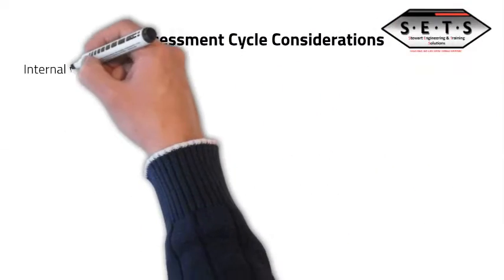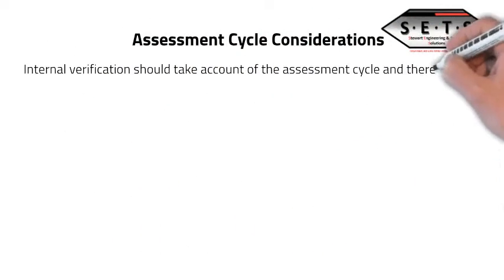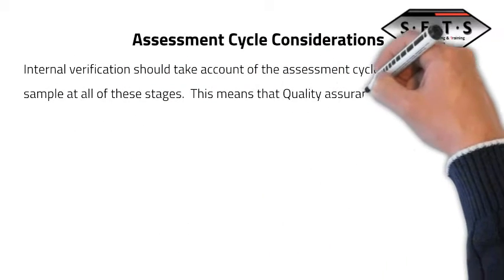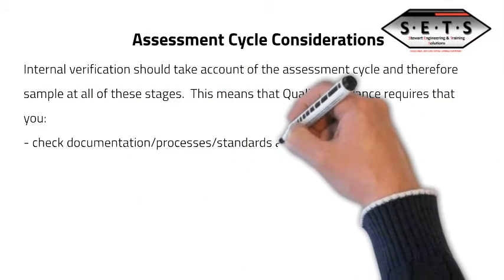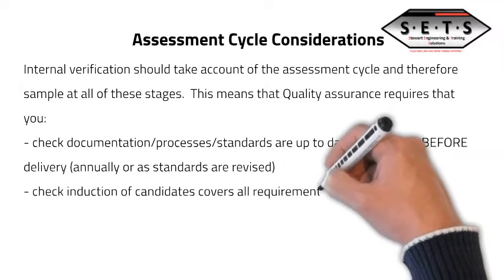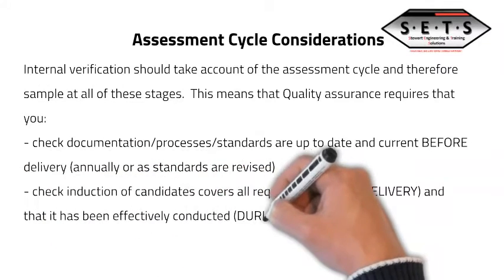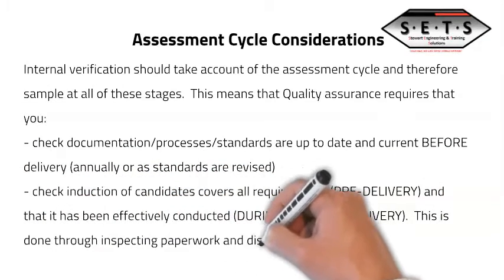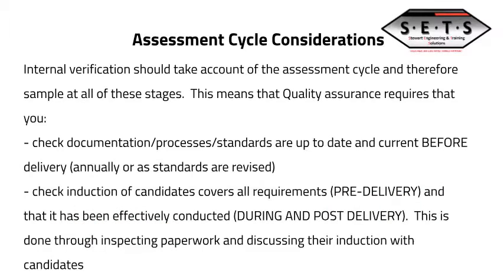Internal verification should take account of the assessment cycle, and therefore sampling should be carried out at every stage. This means that quality assurance requires that you check documentation, processes, and standards are up to date and current before delivery. This is normally carried out annually or as standards are revised. You need to also check that induction of candidates covers all requirements, that is pre-delivery, and that it has been effectively conducted during and post-delivery. This is done through inspecting paperwork and discussing their induction with the candidates.